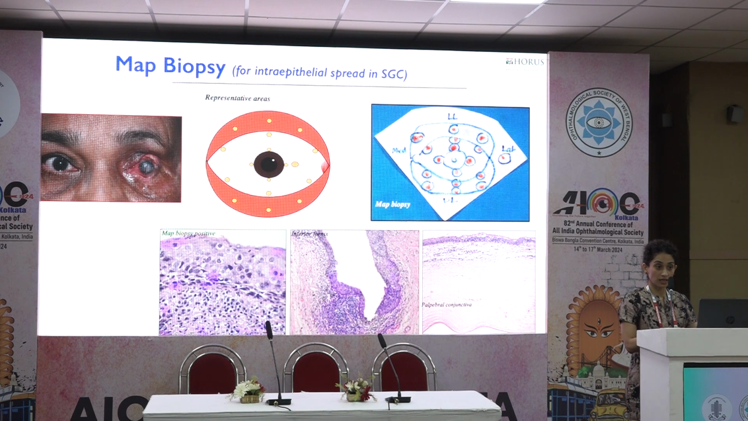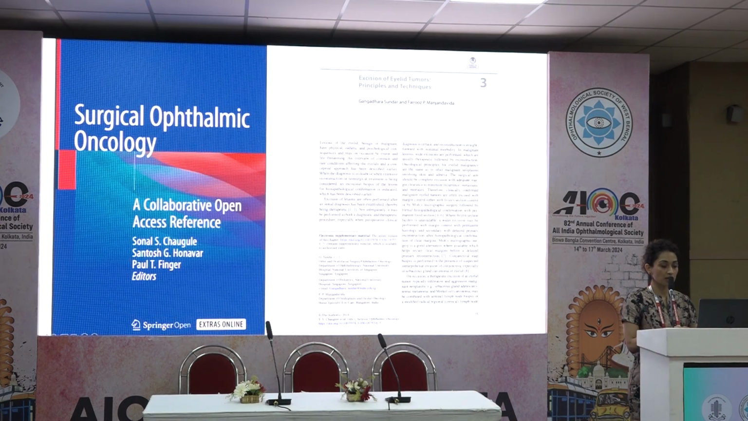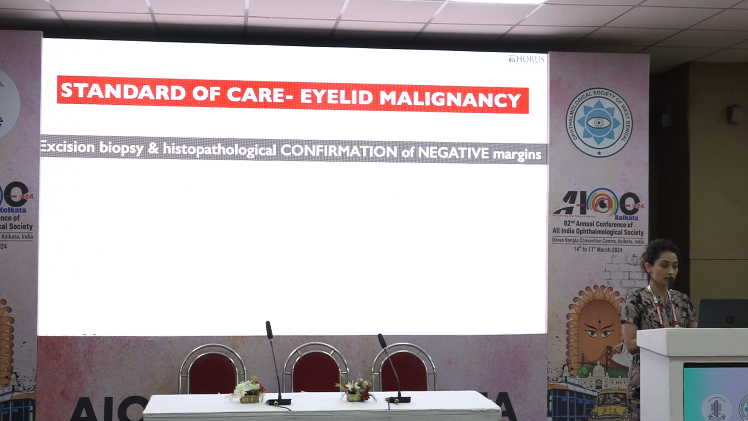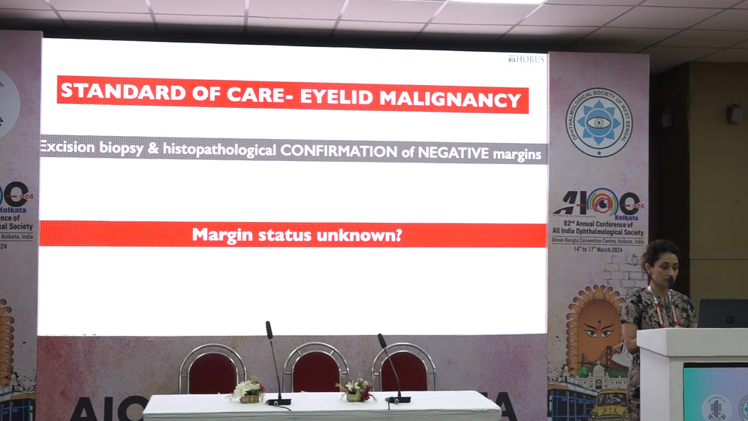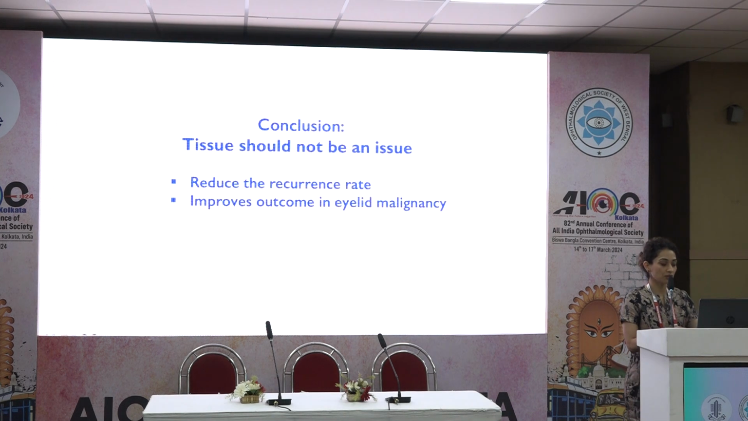Now, map biopsy, again in eyelid malignancy, especially sebaceous gland carcinoma, is very, very important. And yeah, neoadjuvant chemotherapy is given to reduce the tumor in order to get a good margin during excision. So this is a textbook that I have been part of as an author, which explains the eyelid tumors and stuff. So standard of care in eyelid malignancy has to be excision with histopathological confirmation. If margin status is unknown, avoid closure and reconstruction. And very, very important, never do an eyelid sharing procedure if the margins are not proven negative. Okay, thank you so very much. So tissue should not be an issue.